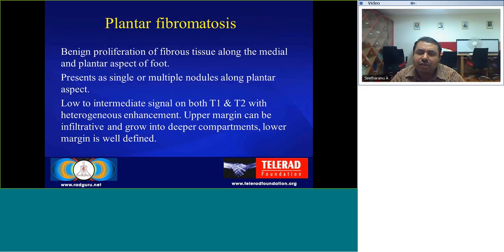Usually there is low to intermediate signal on both T1 and T2, and some amount of heterogeneous enhancement on the post-contrast studies. Usually the upper margin is infiltrative and grows into the deeper compartments, whereas the lower margin is well defined and is delineated by the fat.